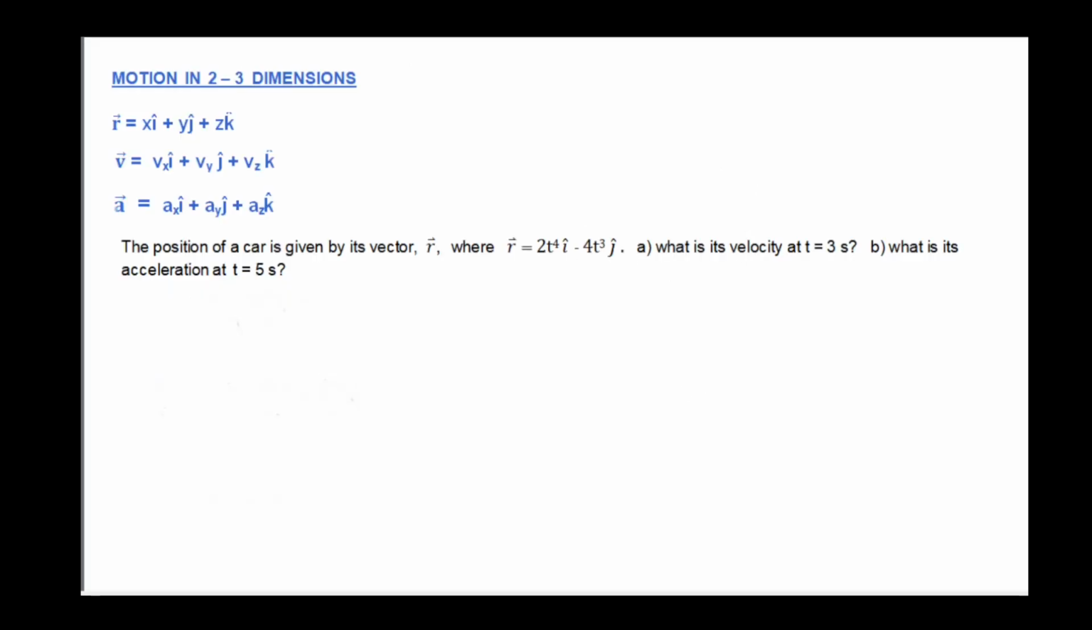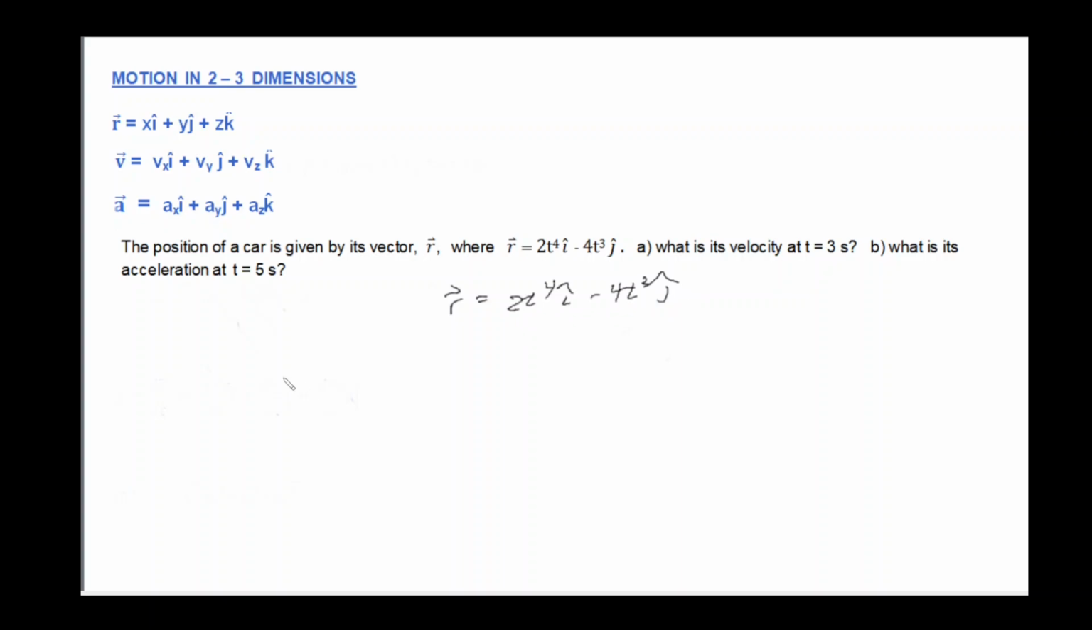Let's do some problems. The position of a car is given by its vector r, where r equals 2t to the 4th i minus 4t to the 3rd j. What is its velocity at t equals 3 seconds? What is its acceleration at t equals 5 seconds? So we're given its position vector r, which is equal to 2t to the 4th i minus 4t to the 3rd j.